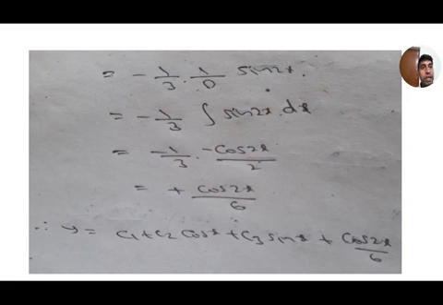Okay. Students, in this class we discussed the solutions of the equations F of D of y equal to sin ax or cos ax.